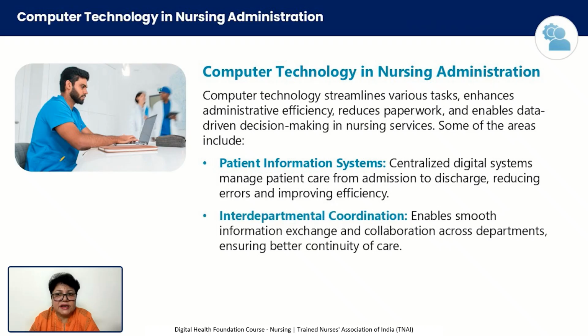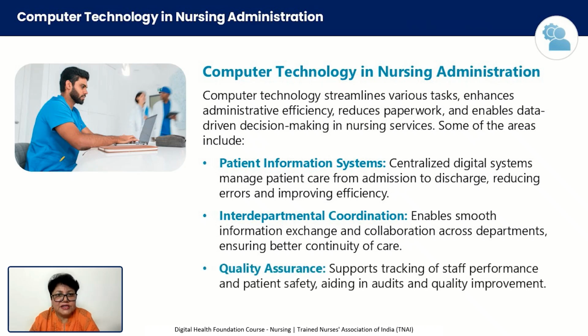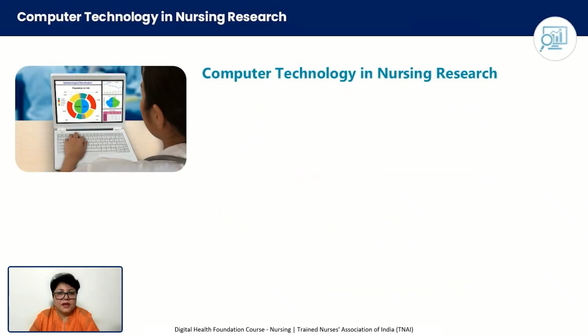The next is interdepartmental coordination. These digital systems enable seamless collaboration between departments, whether it's between nursing, pharmacy, or diagnostics. It ensures smooth handoffs and continuity of care. And lastly, there is quality assurance, which supports tracking of staff performance, making patient safety better, and aiding in audits and quality improvements. Overall, these tools allow nurse administrators to shift from paper based systems to smart, streamlined and proactive healthcare management.